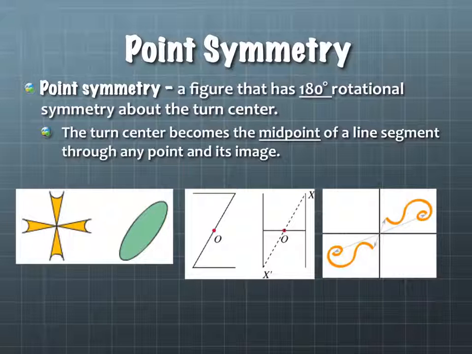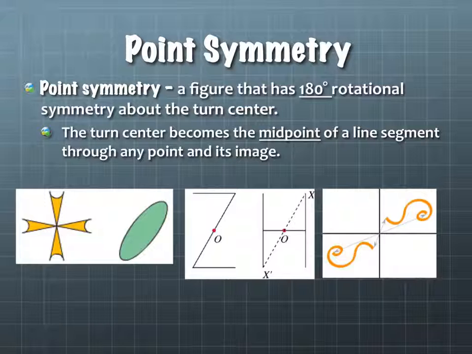Point symmetry is just a specific kind of turn symmetry. It's a figure that has 180-degree rotational symmetry about the turn center. So it's really not a different type of symmetry. It's just a very special name for one of the types we already had. Okay, 180-degree rotational symmetry or turn symmetry is called point symmetry. The turn center becomes the midpoint of the line segment through any point and its image.